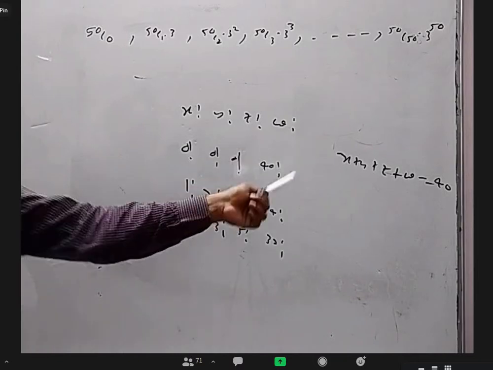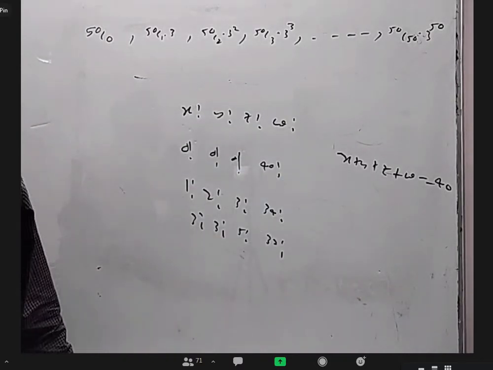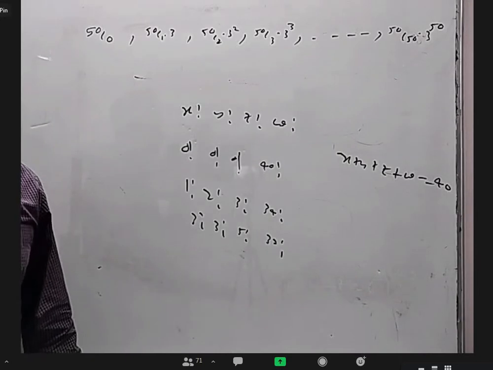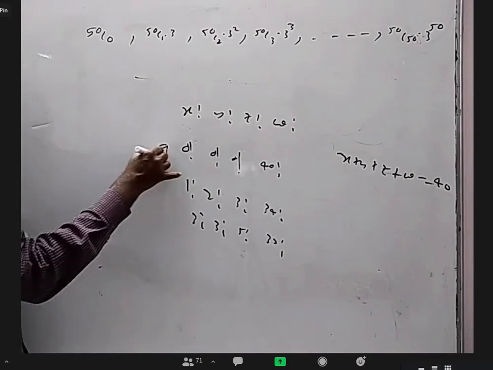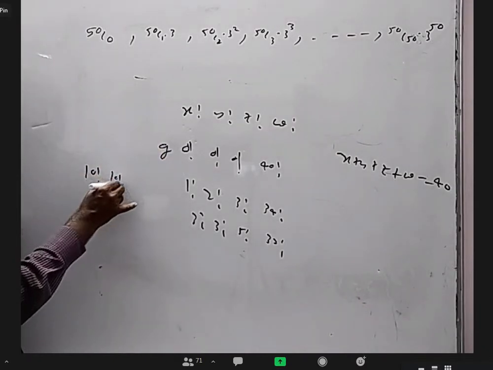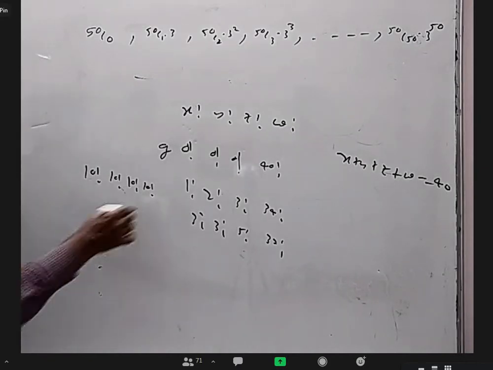Okay, x plus y plus z plus w is 40. If I write the full list, what is the greatest and what is the least? 40 factorial, and 10 factorial into 10 factorial into 10 factorial into 10 factorial. Yeah, the greatest is this, and 10 factorial into 10 factorial into 10 factorial into 10 factorial is the least.